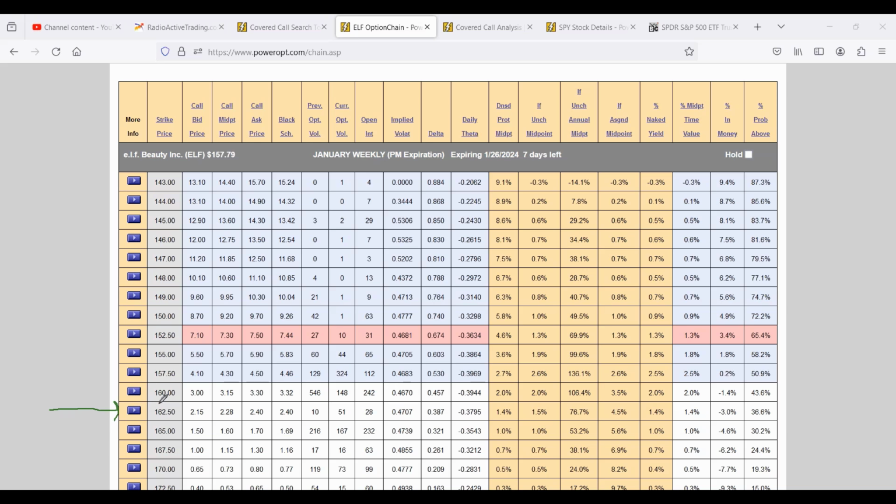But I have many power options users that do this. They have stocks that they've owned for years. They have a very low cost basis. Some are in sheltered accounts, some are in cash accounts.